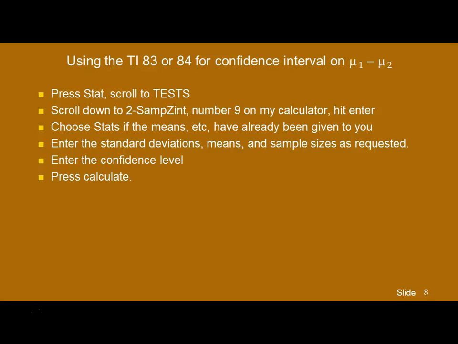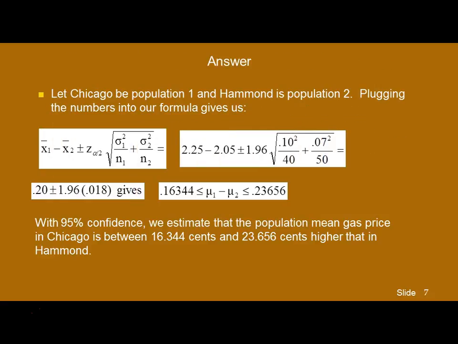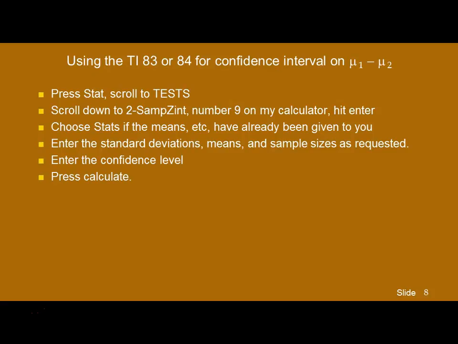The calculator will then prompt you to give it the standard deviations of the two groups, sigma 1 and sigma 2, as well as the sample mean from the first group, the sample size from the first group, the sample mean from the second group, and the sample size from the second group. Finally, you enter the level of confidence, 0.95, and then press Calculate. And you should get very close to the confidence interval that we gave you a minute ago. The only difference would be for rounding. Okay, that's how you form a confidence interval for a difference in means, assuming known population standard deviations.